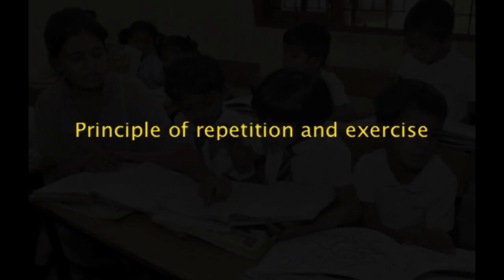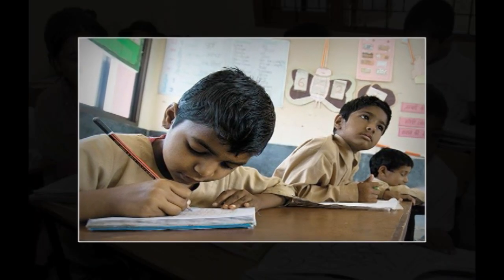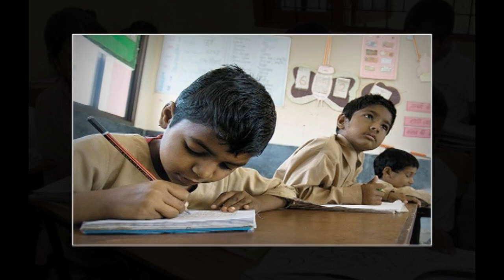The next principle is the principle of repetition and exercise. The teacher should repeat several times what he is teaching in the class so that the learners are able to grasp and understand the subject very well. It also helps them to retain what is learnt in their minds for a longer period of time. The children need a lot of practice to become perfect in the subjects.